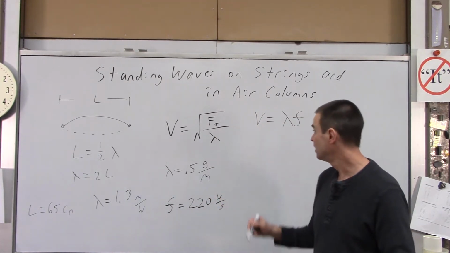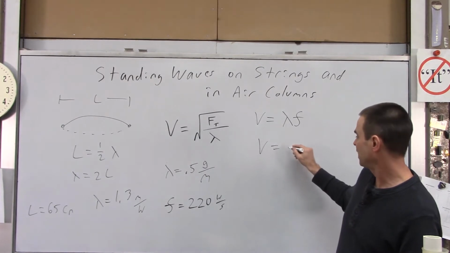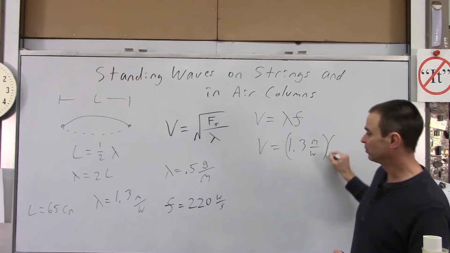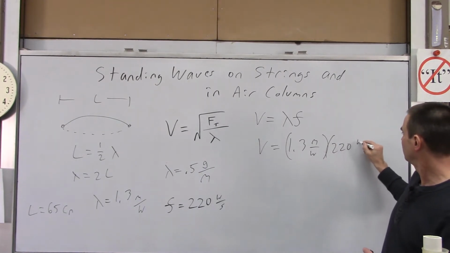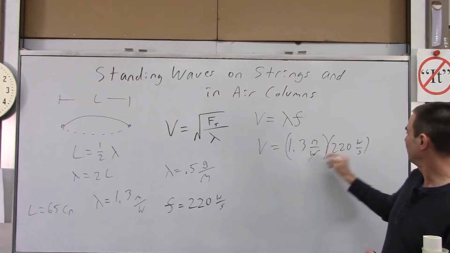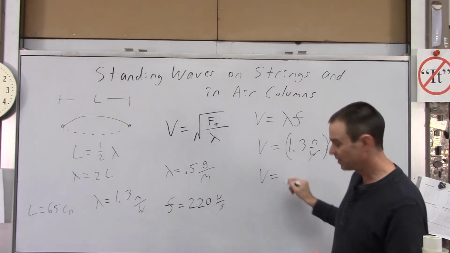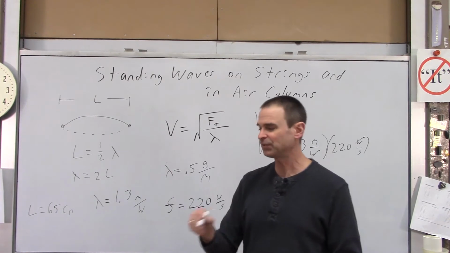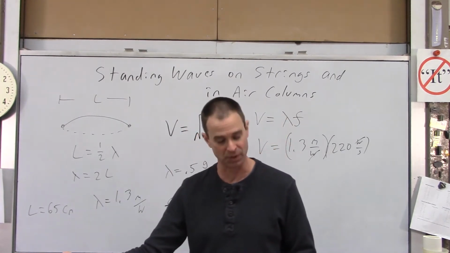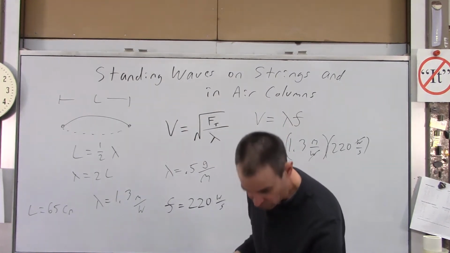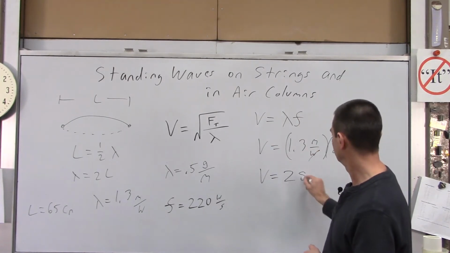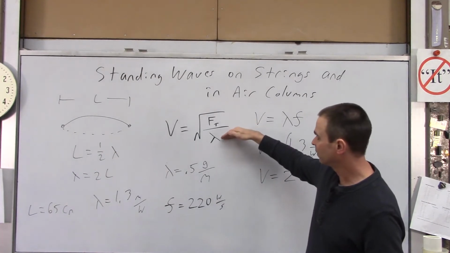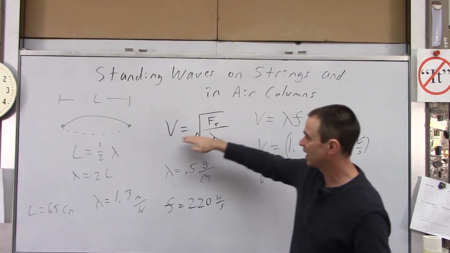That's a hertz, okay? So if I multiply those out, V equals lambda, which is 1.3 meters per wave, times the frequency, which is 220 waves per second. The waves cancel out, and you get meters per second. And the velocity of the waves in the string are 286 meters per second.